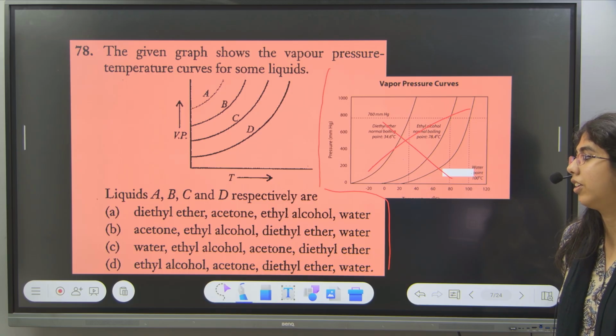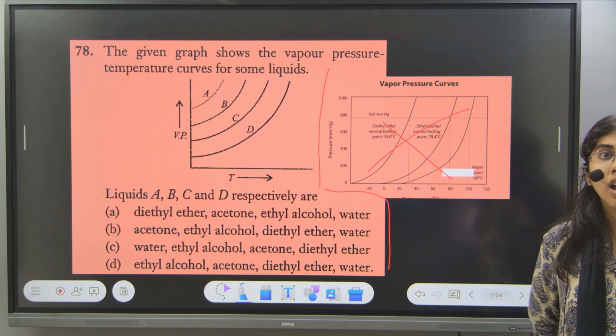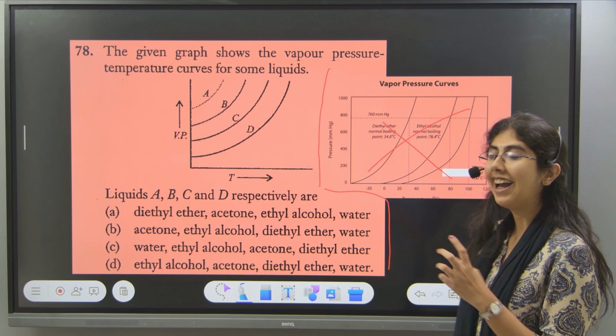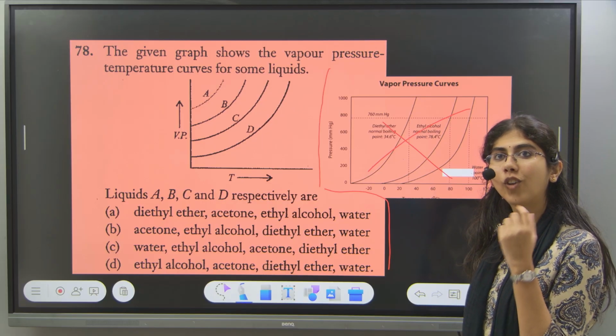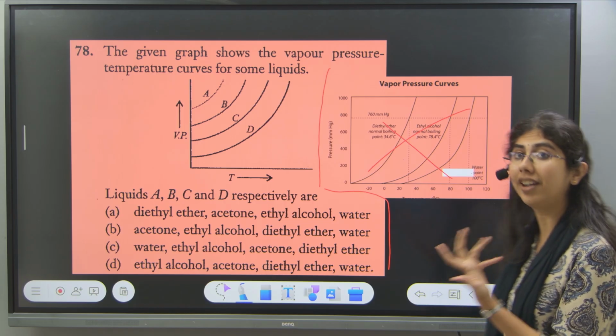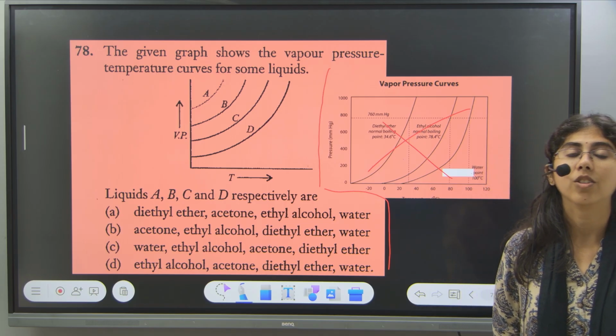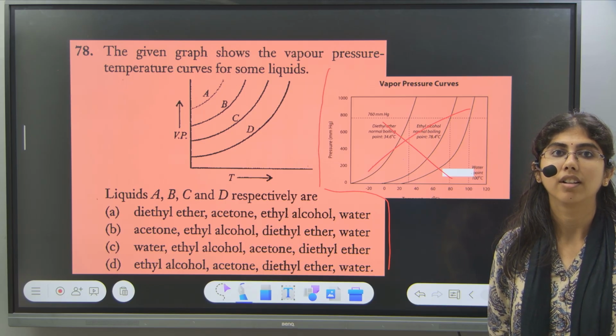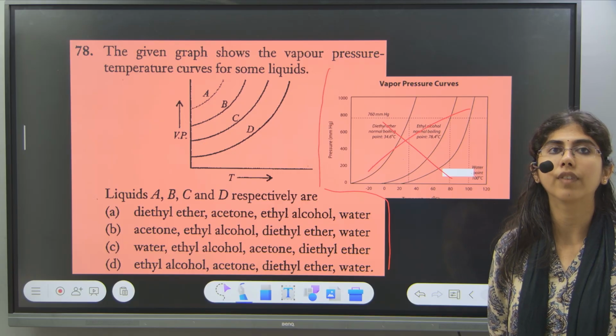Diethyl ether, acetone, ethyl alcohol, water. You have studied organic chemistry, right? I would say this has that concept of organic, inorganic chemistry, which we are going to apply in physical chemistry. So that intermolecular attractive forces concept is quite important. It's applicable in all parts of chemistry.